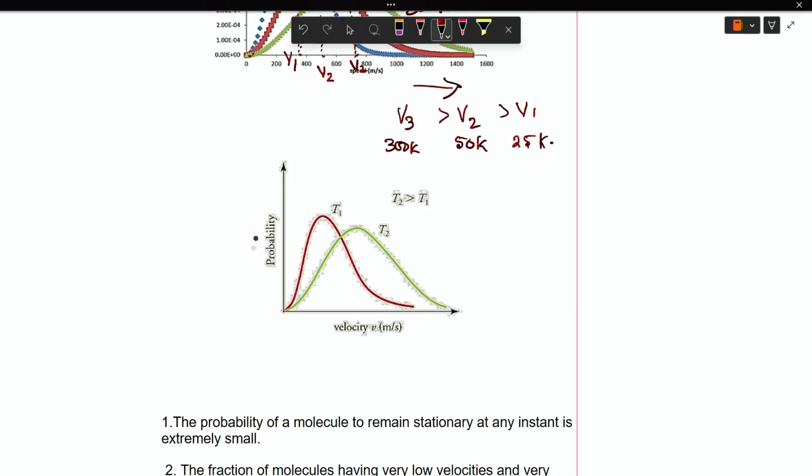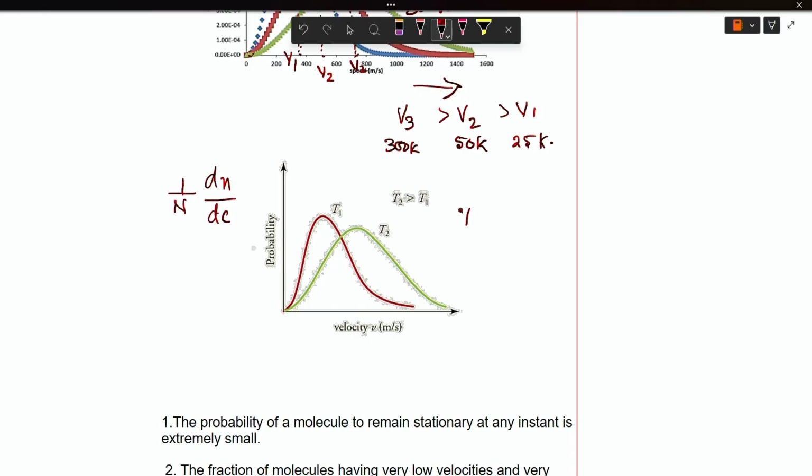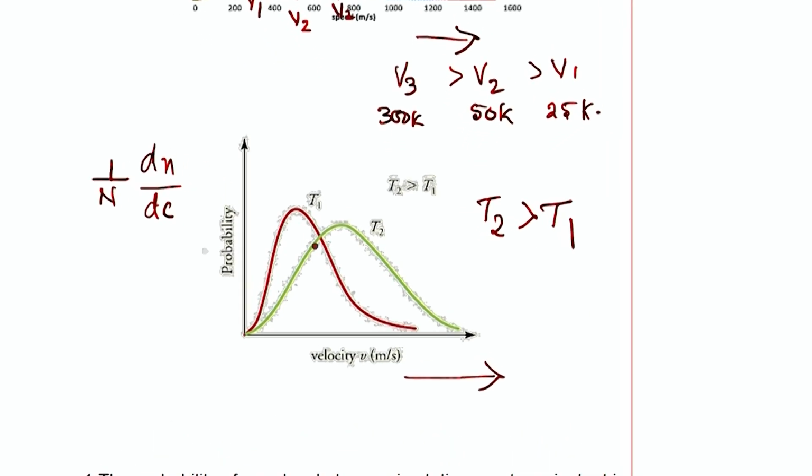Now, let us go for the plot at two temperatures. Here the probability (1/n)(dn/dc) is plotted against velocities. You can see that here we are taking only two temperatures, T1 and T2, with no numerical values, of which T2 is greater than T1. And here the velocity is increasing in this direction. Again we have two peaks here and the corresponding probabilities. The probability for the maximum velocity is here. So, you can see it has been lowered.